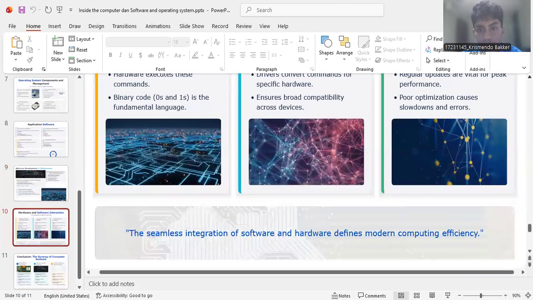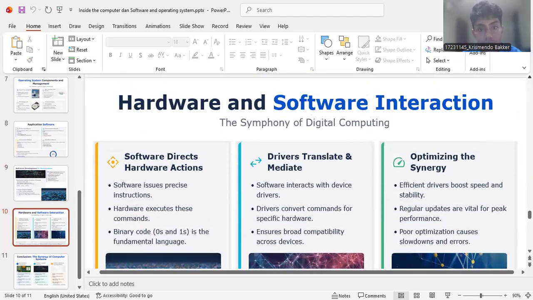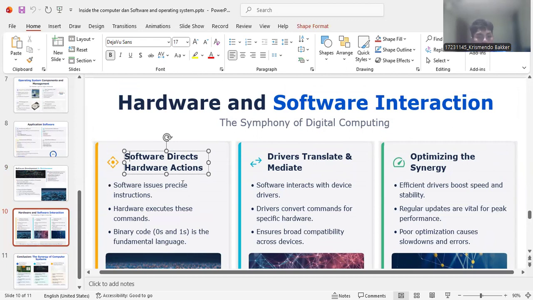And then we move on to hardware and software interaction. This symphony is critical to computing. Software directs hardware action. Software issues precise instructions and hardware executes these commands. Binary code, using 0 and 1, is the fundamental language. And then drivers translate and mediate. Software interacts with device drivers. Drivers convert commands for specific devices, ensuring broad compatibility across devices.